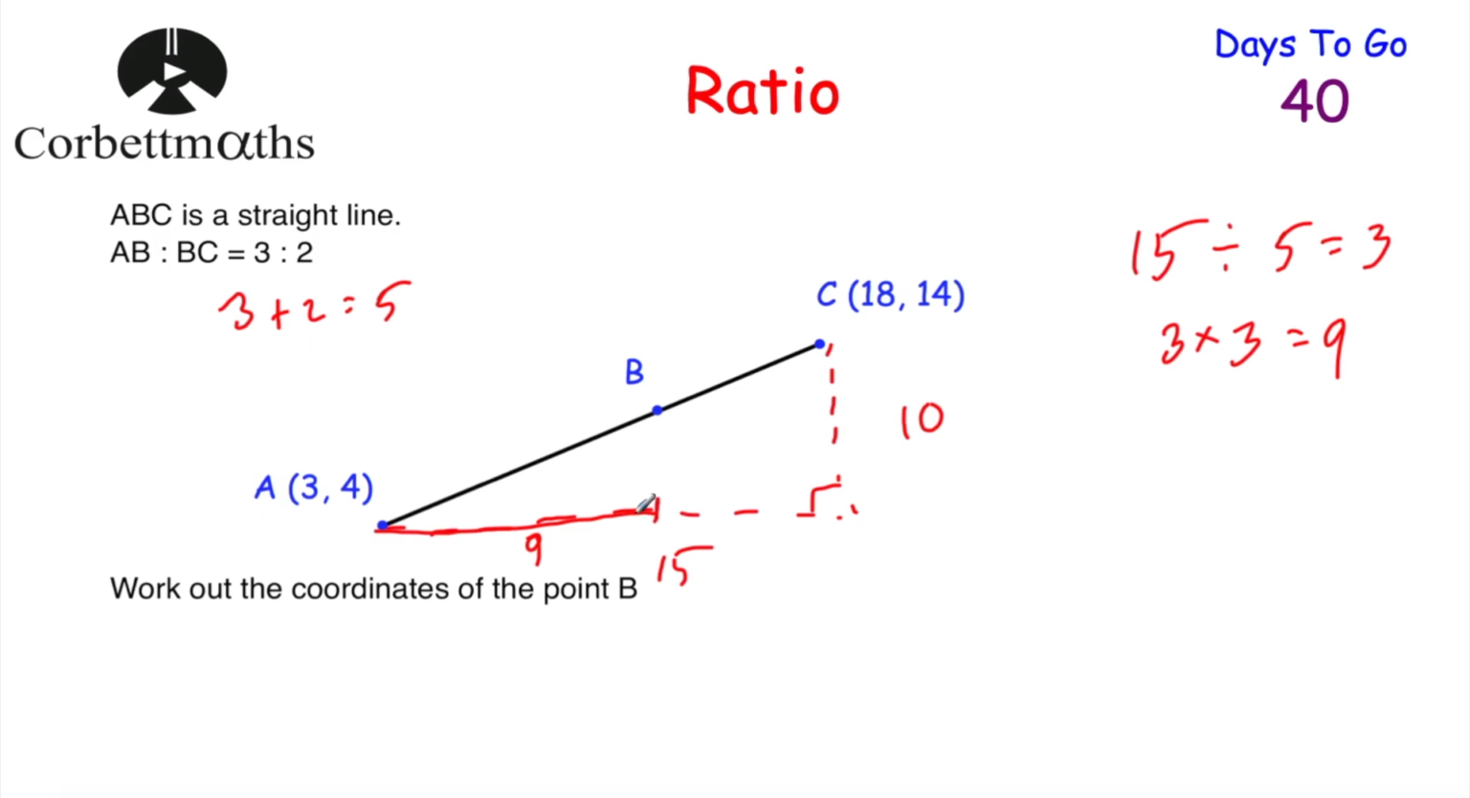If we go 9 across, that would get us to there. Okay, so that's how far we'd have to go across. Now let's figure out how far we'd have to go up.